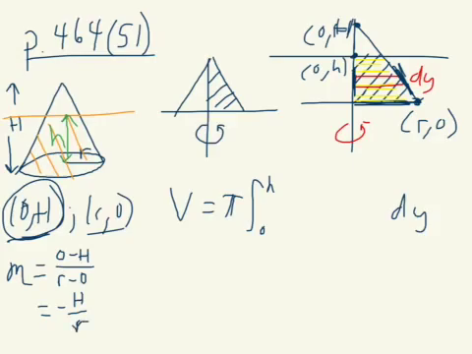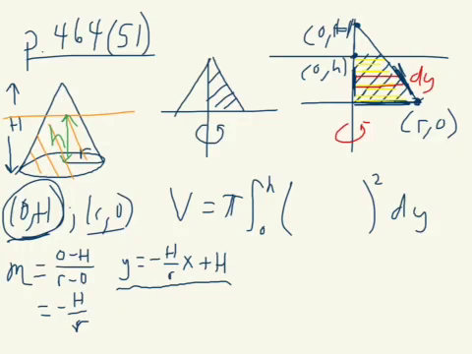So the equation then becomes y equals mx plus b. M is negative h over r. Our x is x, and our y-intercept was given as capital H. There we go. That's the equation. So we just plug that in here and square it.